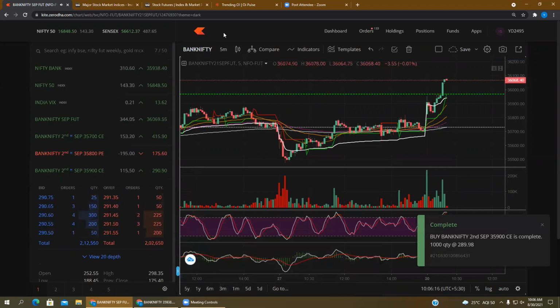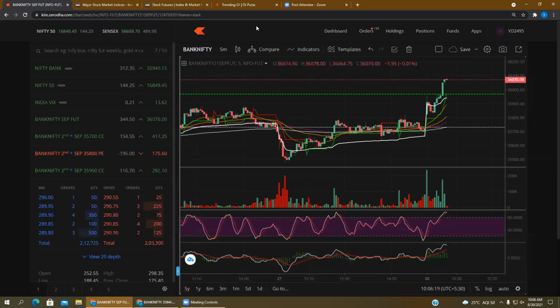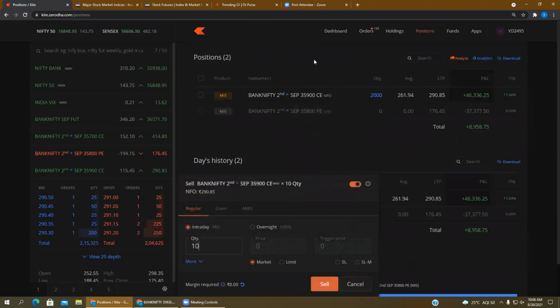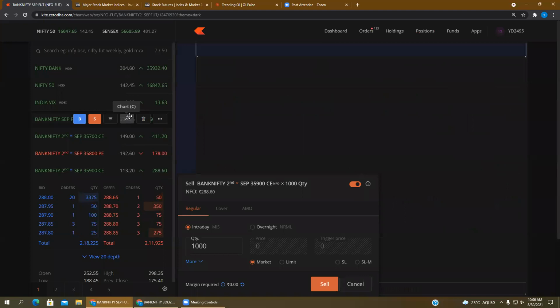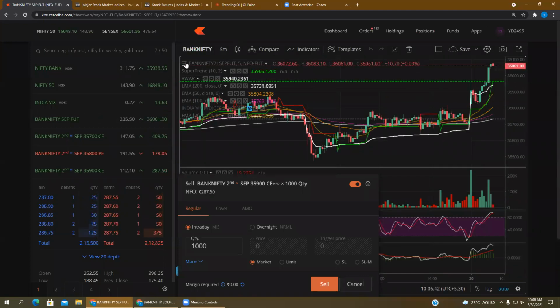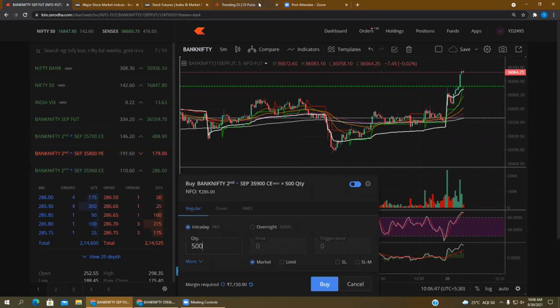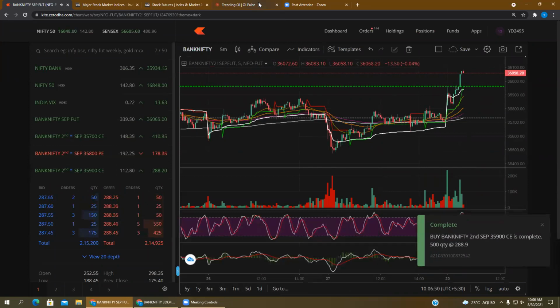Added again at 289. The reason I added is it's looking like a trending move on Bank Nifty now. Added again 500, 288.